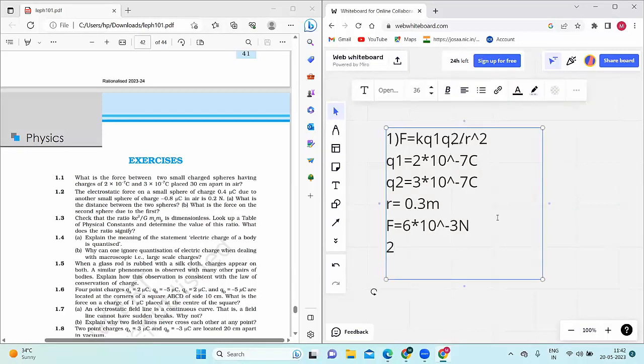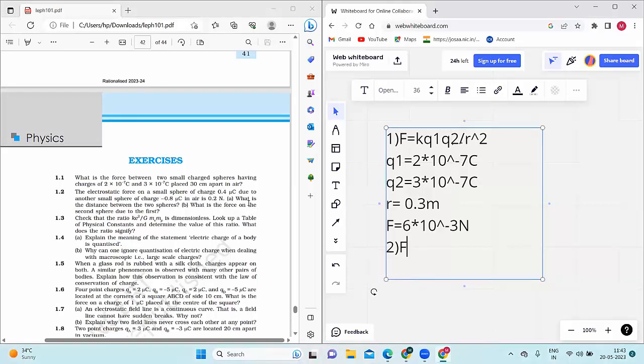Now we will go to the second problem. The electrostatic force on a small sphere of charge 0.4 microcoulomb, due to another small sphere of charge minus 0.8 microcoulomb in air, is 0.2 Newton. What is the distance between the two spheres? What is the force on the second sphere due to the first sphere?